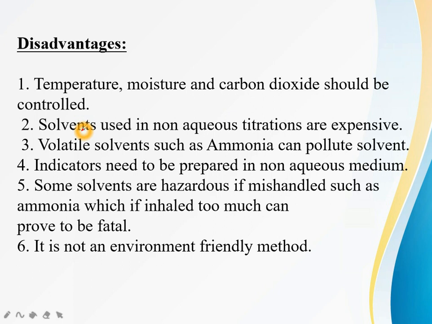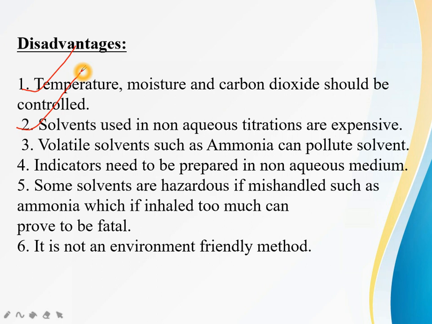Second one is that the solvents used in non-aqueous titrations are expensive. Since we are using a solvent other than water, the availability of the solvent will be very difficult and in the market the price of the solvents also will be very high. Third one is that volatile solvents such as ammonia can pollute the solvent. One example of a non-aqueous solvent is ammonia and it is a volatile solvent. It has the disadvantage of polluting the atmosphere as well as the solvent.